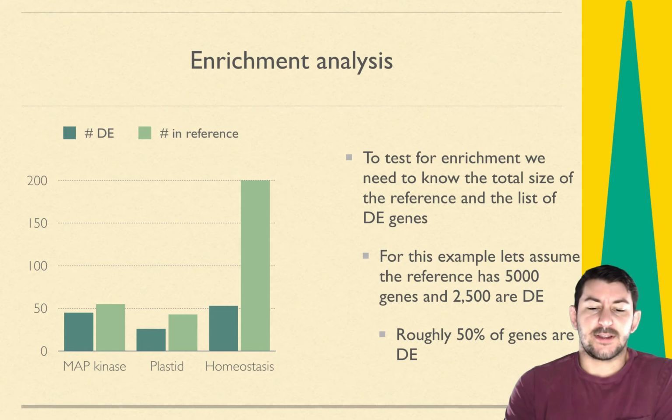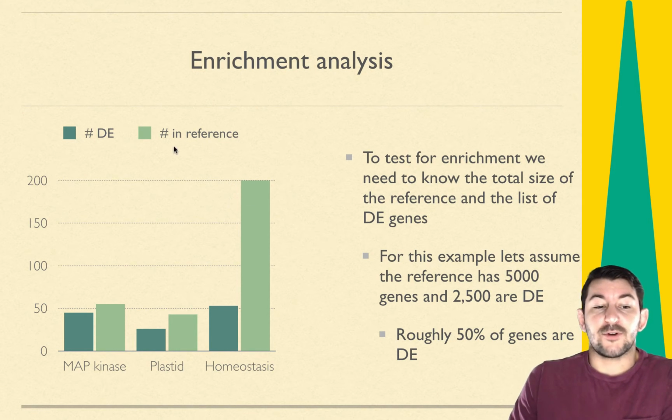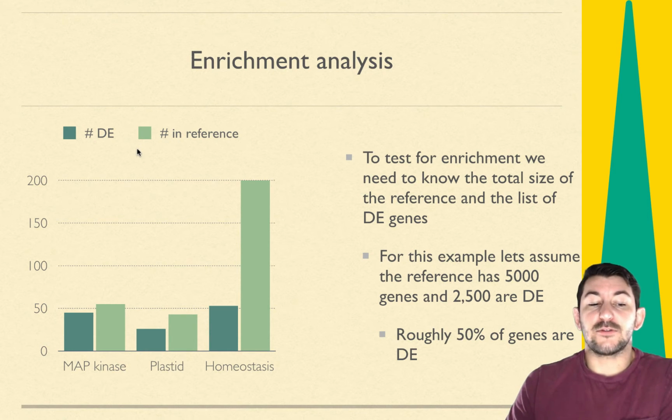And so to illustrate that, let's imagine there's an example where our reference, in other words, the whole genome or whole transcriptome here in green, and then we've got our differentially expressed genes here in this dark blue or dark green color. There are 5,000 total genes annotated in the reference, and about half of those, 2,500, were called as differentially expressed.